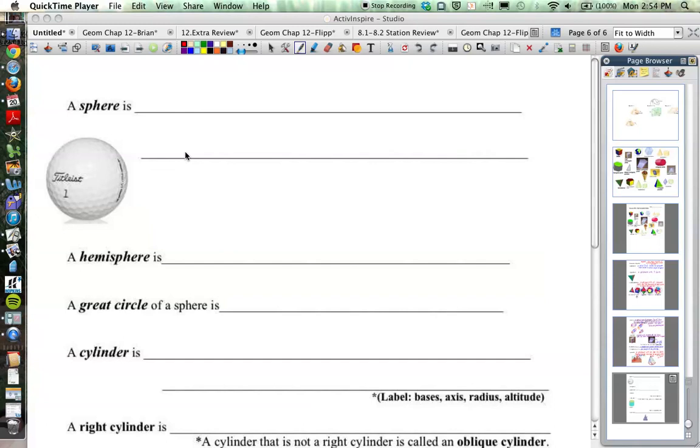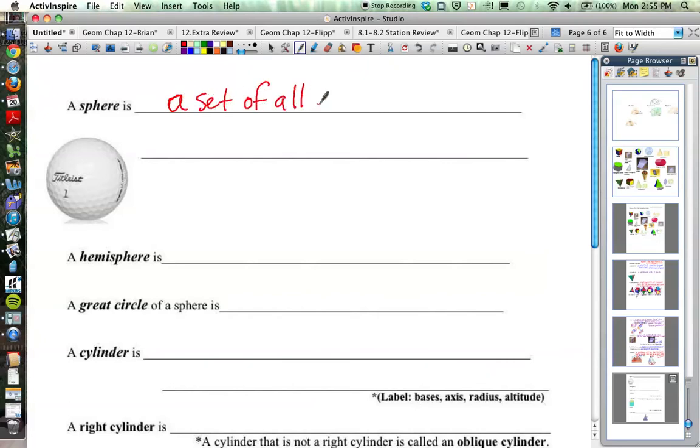Round off our notes of the geometry of solids with just a few more solids here. Beginning with the sphere, and I'm going to give you a technical definition of a sphere, but you guys probably have a good idea in your head of what a sphere would be, even if you don't have the exact definition. A sphere is the set of all points a given distance from another point.